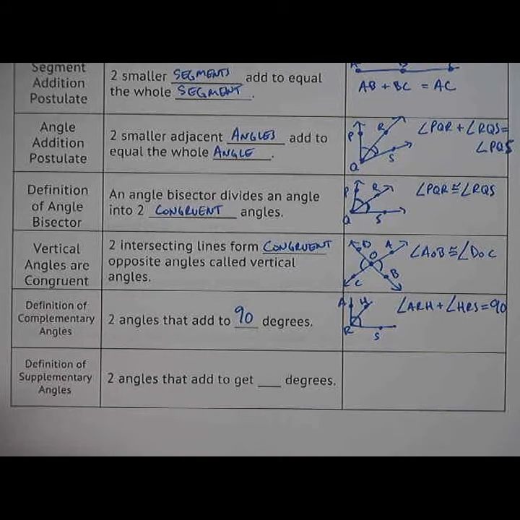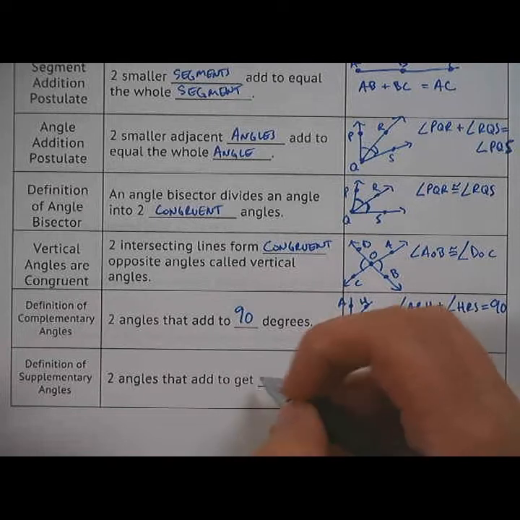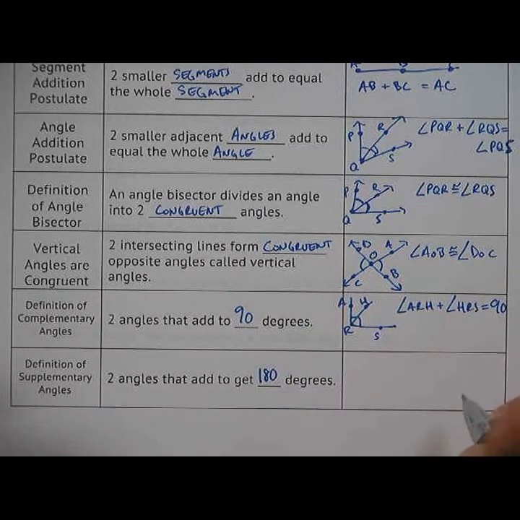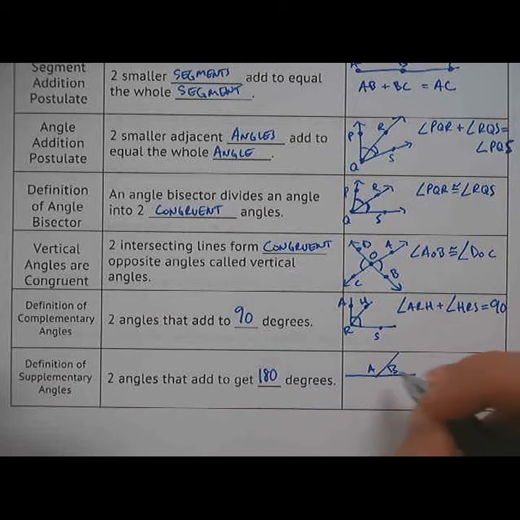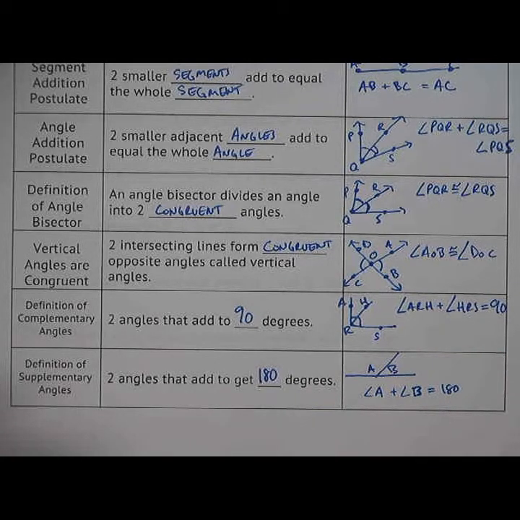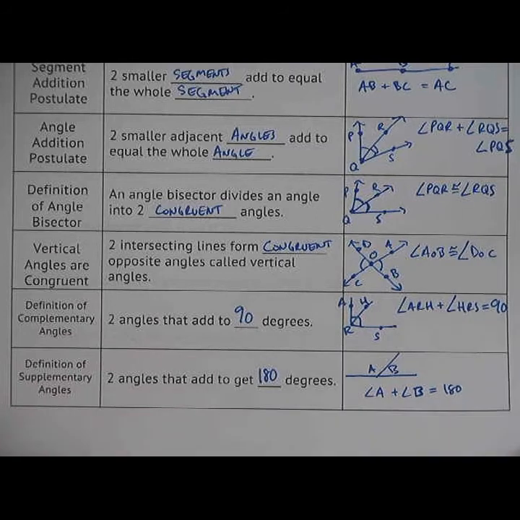Okay, supplementary is similar, but the angles add to 180 degrees this time. So if we see a picture like this, and we know that these are supplementary angles, we could say angle A plus angle B equals 180. That would be something we could say because of the definition of supplementary angles. Okay, so go ahead, turn the page now.